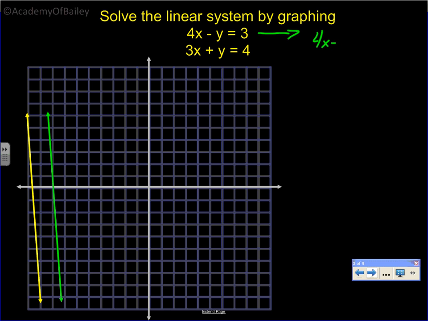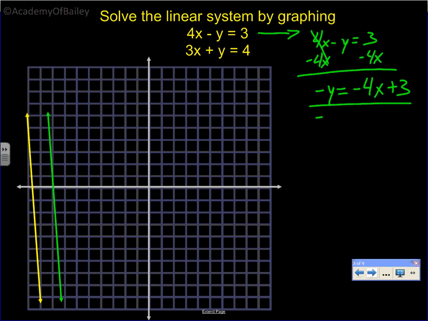So I have 4x minus y is equal to 3. I want to subtract 4x from both sides. And I'm left with negative y is equal to negative 4x. And the 3 is positive, so I put a plus sign with it. And then how do I get rid of the negative sign? I divide everything by negative 1. So then the negative 1's cancel, and I'm only left with y. Y is equal to negative 4 divided by negative 1 makes a positive 4. And positive 3 divided by negative 1 makes a negative 3.